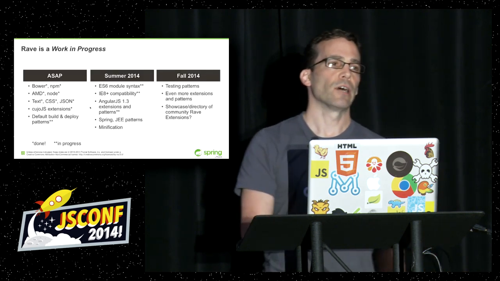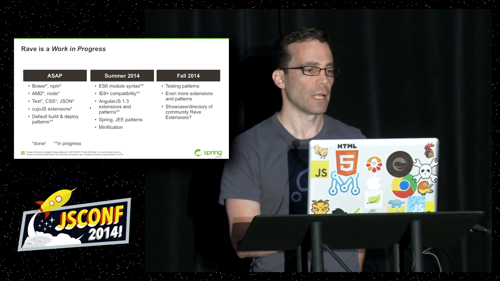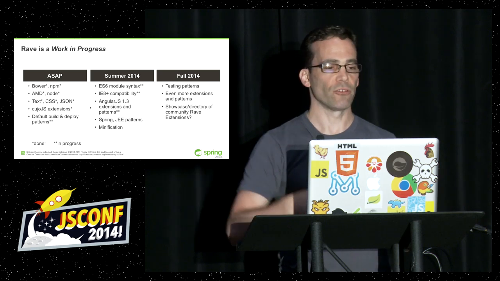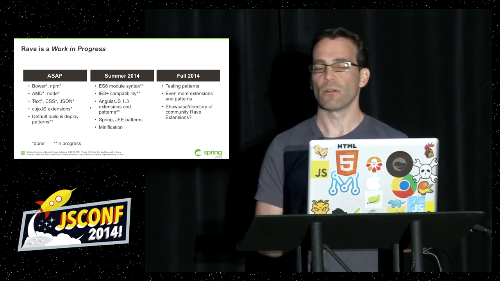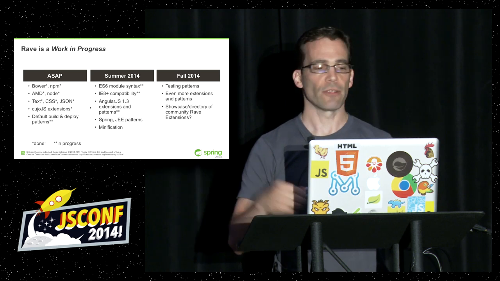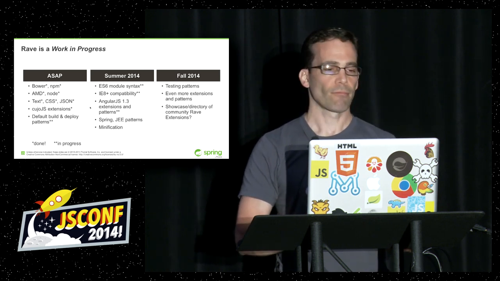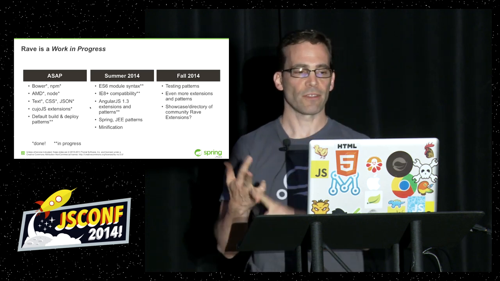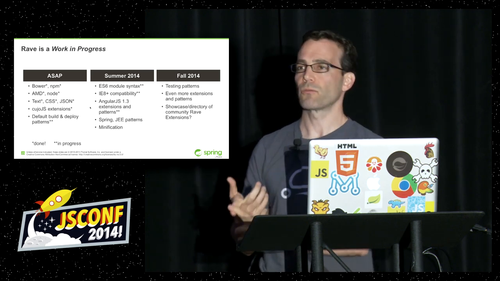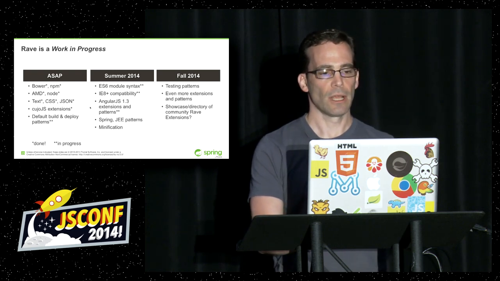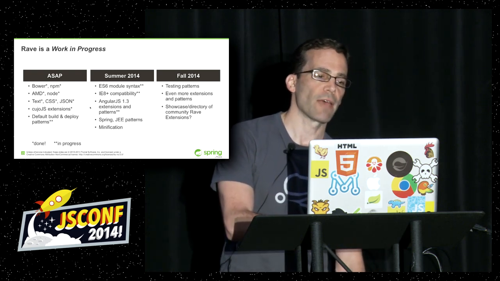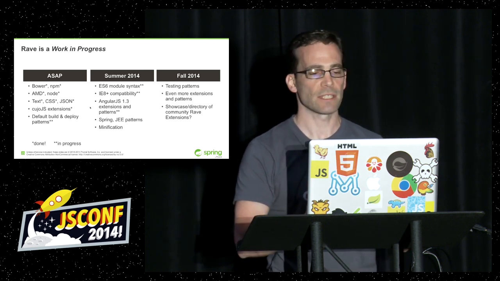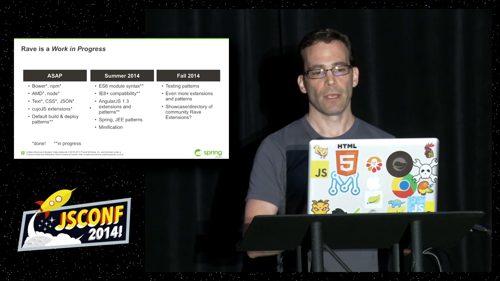where is Rave today? Right now, we're able to use bower and npm to pull down packages. We're able to load AMD style or Node style, CommonJS packages. We can load text files through the loader, CSS, JSON. We've got a whole suite of Cujo.js extensions out there, and we're very close to having the no configuration build story working as well. Like I said, probably about 4 to 6 weeks, and that'll be done.